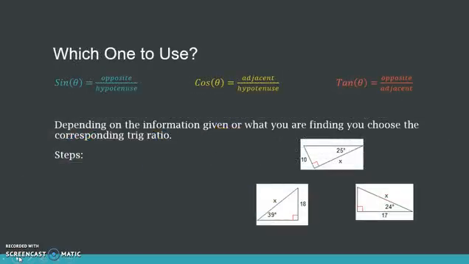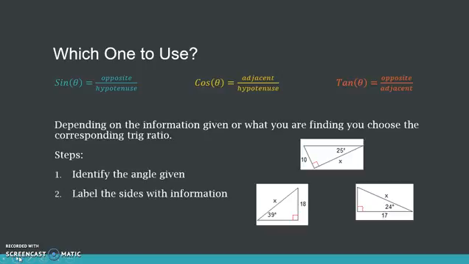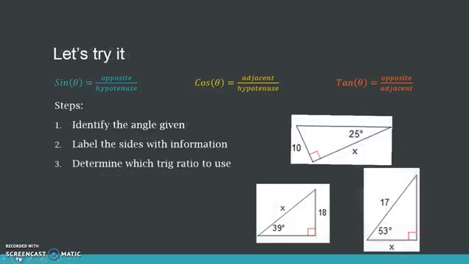So when we're trying to determine which one to use, it depends on the information that we're given. So here are the steps. We're going to identify the angle given, label the sides with information, and then determine which trig ratio to use. So in the first example, we're going to identify the angle given, our 25 degrees, label the sides with information.